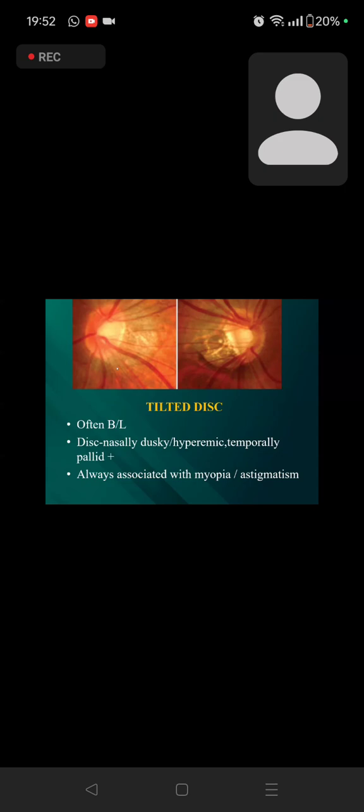And the third important differential diagnosis is a bilateral condition. You can see the nasal part of the disc is hyperemic, and the temporal half of the disc appears pallid, and there is a temporal crescent, and these patients are associated with myopia and astigmatism. This is a tilted disc.